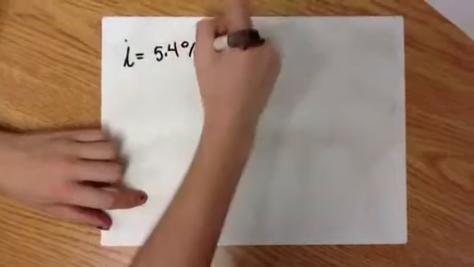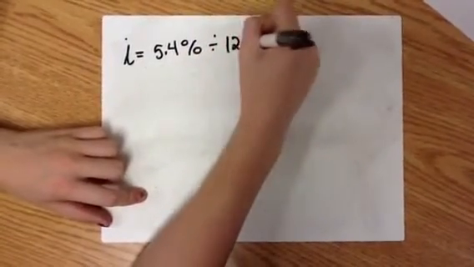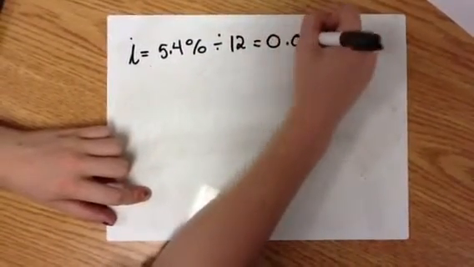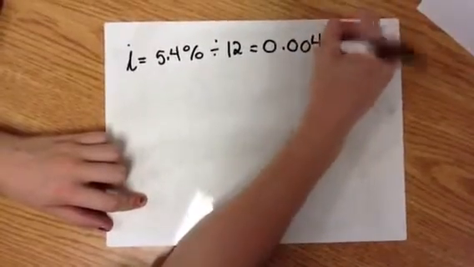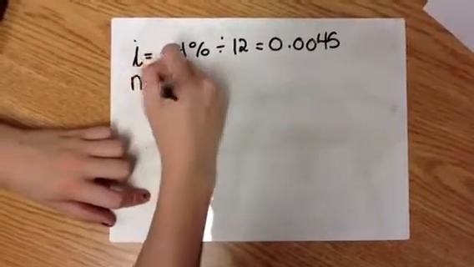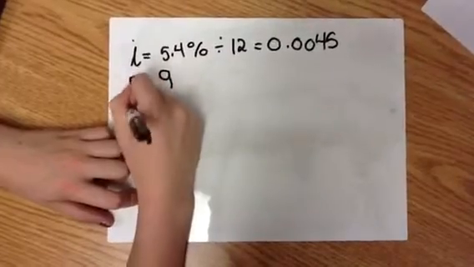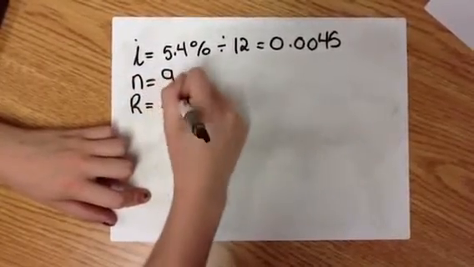I will equal 5.4% divided by 12, which will equal 0.0045. N will equal 9. R will equal 500.